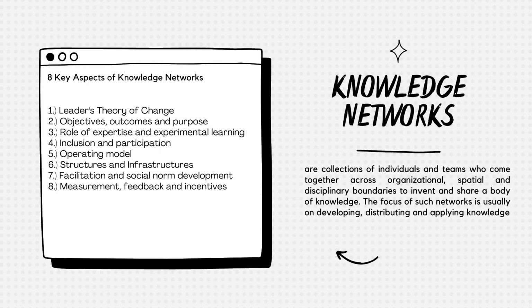Next, we have structures and infrastructures. This is how meetings are being set up, whether they are done virtually or face to face, depending on the leader's and group members' preference. For the next one, we have facilitation and social norm development, which talks about how the knowledge network will run throughout the whole timeline of the organization in terms of the style, tone, and behavior of the group members.